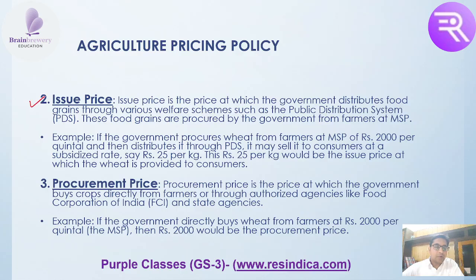Then what is this issue price? Issue price is when the government distributes this food grain. The government has bought at 2,000 per quintal, but through PDS the government is selling at rupees 25 per kg. So this 25 per kg is the issue price at which the wheat is provided to the consumer.